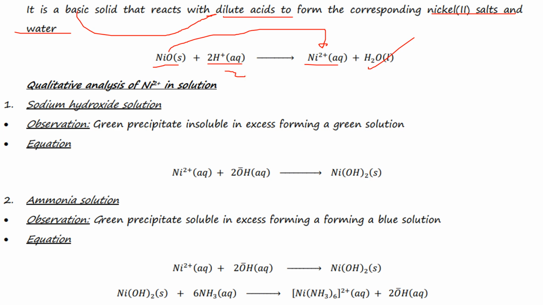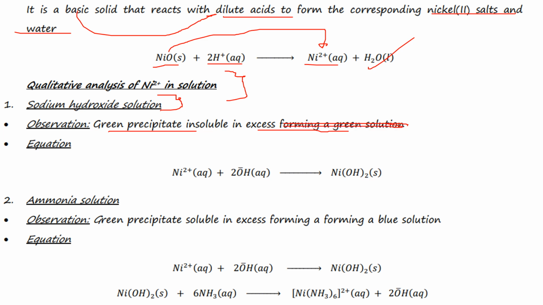Now let's look at the qualitative analysis that can be observed in nickel in the laboratory. Whenever you use sodium hydroxide solution on the test solution containing nickel 2 ions, one of the observations you're going to see is a green precipitate which is insoluble in excess sodium hydroxide. I think this was a typing error. Insoluble in excess sodium hydroxide, you exclude this.